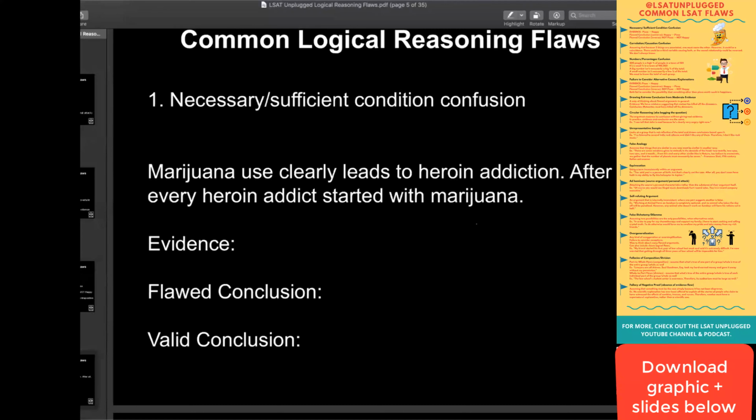I'm telling you it's flawed. And after all, this is a slide titled Logical Reasoning Flaws. So it's there. I'm giving you that one. What's the flawed conclusion here? That marijuana use leads to heroin addiction because every heroin addict started with marijuana, but isn't it wrong to say the word every in every statement? Because isn't it hard to find evidence that would fit with extreme language?